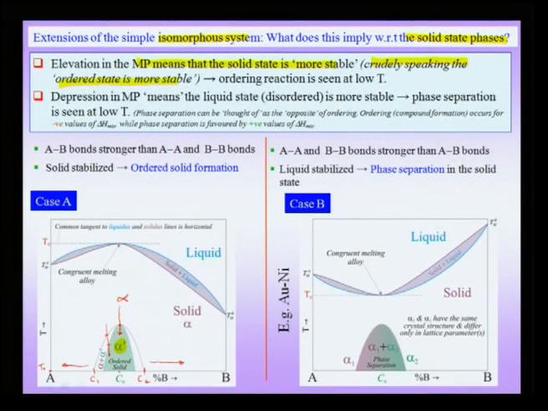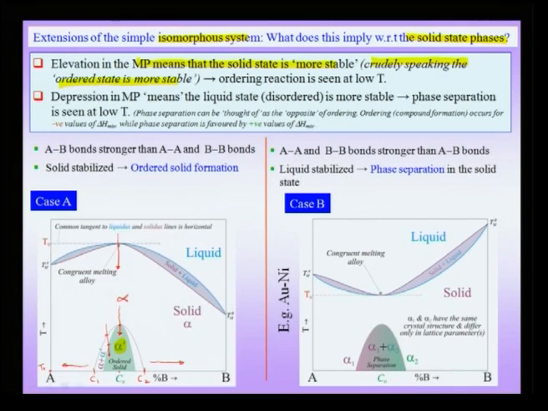So, at high temperatures you have the liquid, at slightly lower temperatures when you cool you have the alpha phase, and then even at lower temperatures you could have the alpha prime phase, which is the ordered version of the alpha phase.